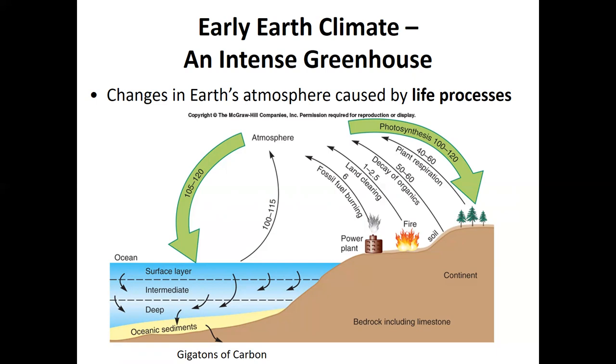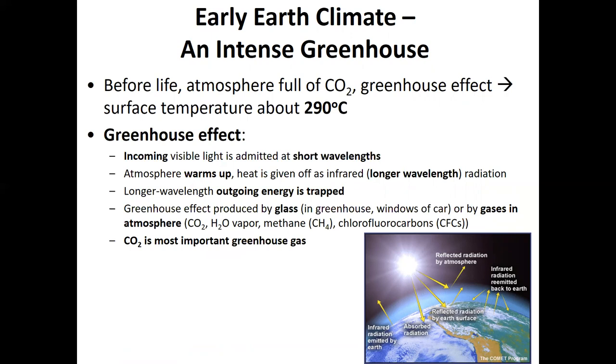Okay, so before life, the atmosphere was full of CO2, and there was a very strong greenhouse effect. And the surface temperature was about 290 degrees centigrade. And so we discussed the greenhouse effect a little bit. We talked about external energy. The greenhouse effect is whenever the incoming visible light is emitted as short wavelength light. The atmosphere then warms up because the surface absorbs the light, and the surface warms, and it gives off energy that warms up the atmosphere.